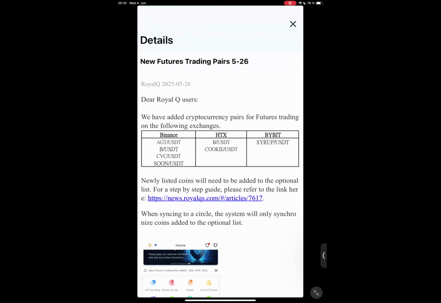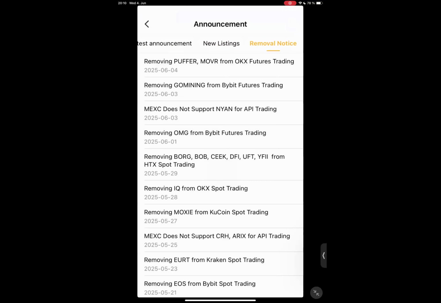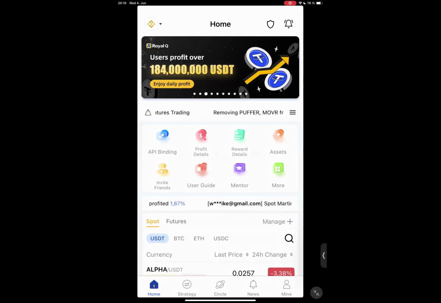So let's go to removal notice. You can see that removal notice entails coins that are being delisted from the exchanges. Why? Because they don't meet the standards of the exchange any longer. Sometimes it's rebranding. RoyalQ also has to alert us since we are trading those coins. So that is it about the latest announcement.